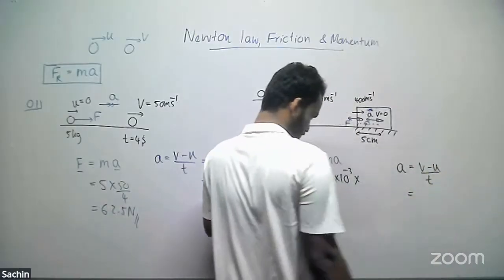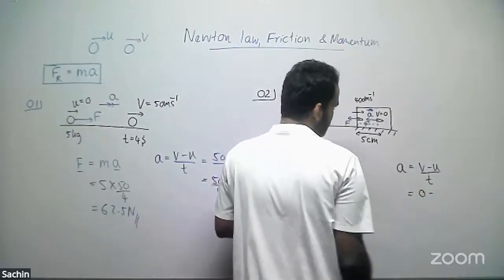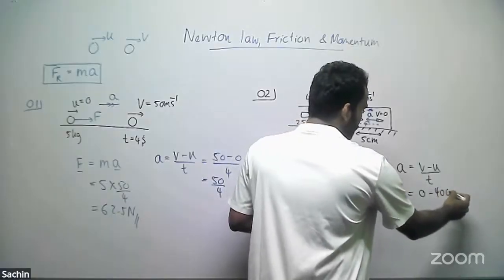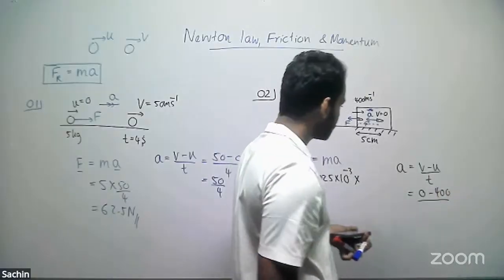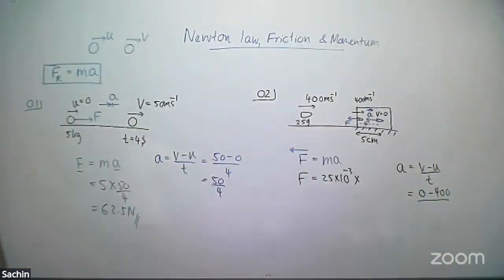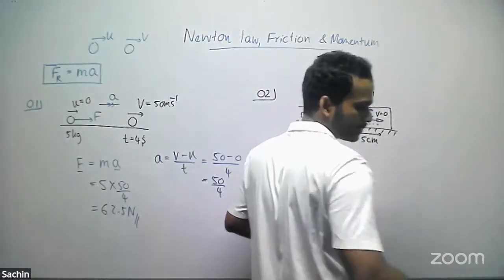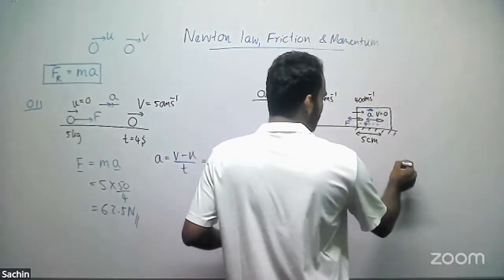Can find it. Final velocity is 0, right? Minus initial velocity is 400. Sorry, time is not mentioned, so you can't apply the direct definition. Rather, you have to apply a motion equation.